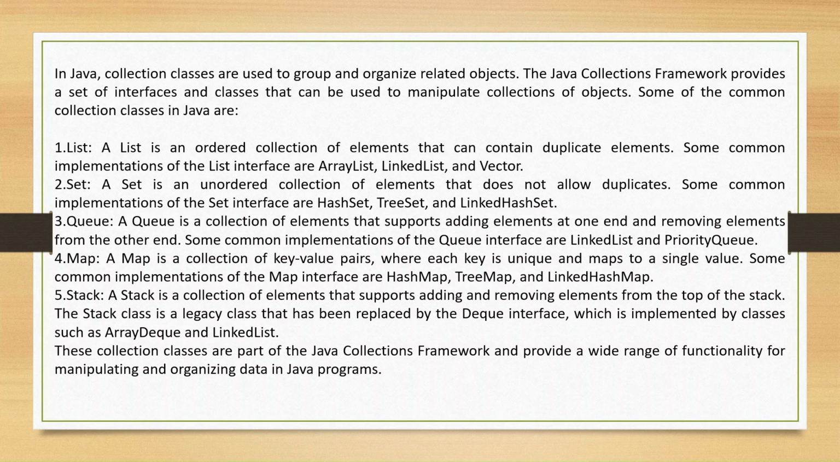The next one is queue. A queue is a collection of elements that supports adding elements at one end and removing elements from the other end. It is also FIFO, and some common implementations of the queue interface are linked list and priority queue. Coming to map, it is a collection of key value pairs where each key is unique and maps to a single value. Some common implementations of the map interface are hash map, tree map, and linked hash map.